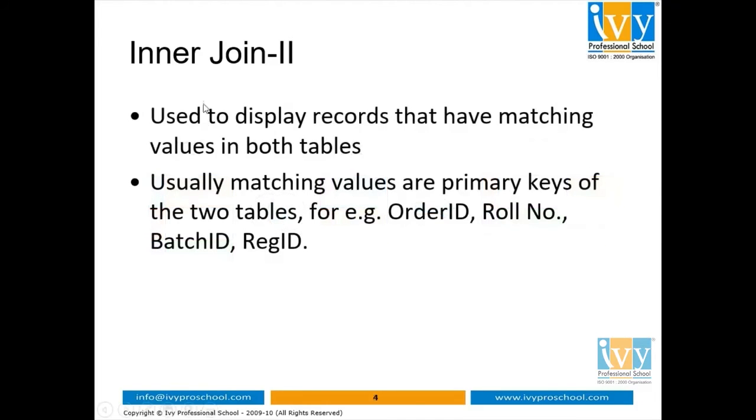Let's proceed to some theory. Inner join is used to display records that have matching values in both tables, as we just discussed. Usually the matching values are primary keys of the two tables, for example order ID as we just saw, roll number, batch ID, registration ID. To briefly explain, primary keys are those values inside a table which uniquely identify a record, and they should always be non-duplicate and non-empty.